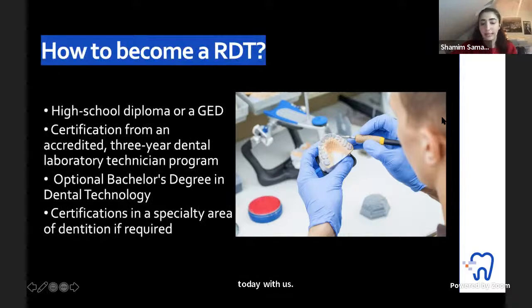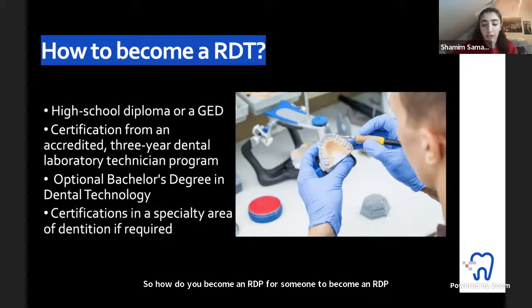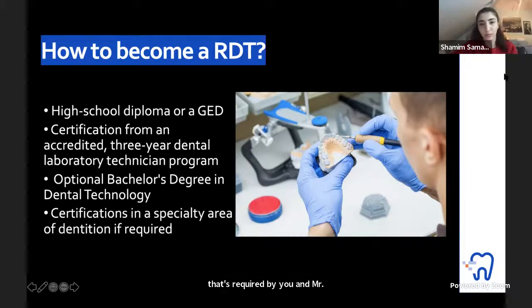So how do you become an RDT? For someone to become an RDT, you need to have the following qualifications. Firstly, you need to have a high school diploma or a GED, and you also need a certification from an accredited 3-year dental laboratory technician program. There's also an optional bachelor's degree program in dental technology, but most likely it's just a certification that's required. And Mr. Lino is going to talk more about this as well with you.